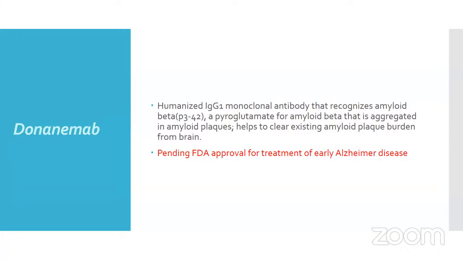Donanemab is a humanized IgG1 monoclonal antibody that recognizes amyloid beta, a glutamate for amyloid beta that is aggregated in amyloid plaques, and helps to clear existing amyloid plaque burden from the brain. I want to say that it's pending FDA approval for treatment of early Alzheimer disease, but since 2021, the FDA started to recognize it as a breakthrough therapy and allowed the company working on it, called Lilly, to continue working on it.